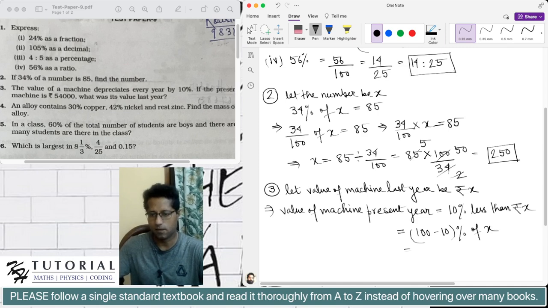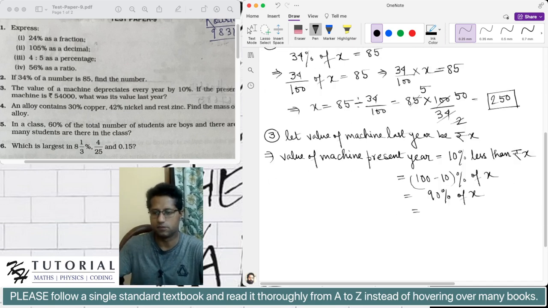100 minus 10 percent means 90% of x. This is equal to 90 by 100 of x. Now the "of" operator means multiplication, so this is equal to 90 by 100 multiplied by x. If you simplify 90 by 100, it is 9 by 10. So this becomes 9x by 10. So the present value of the machine is 9x by 10, where we have assumed x to be the value of the machine last year.